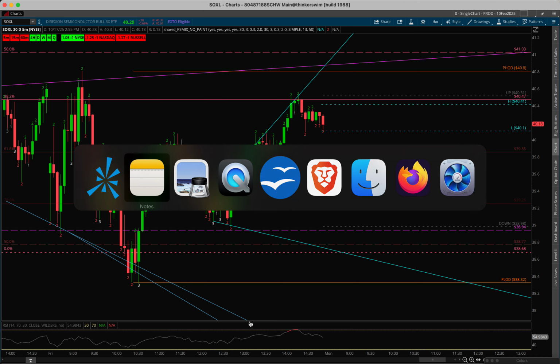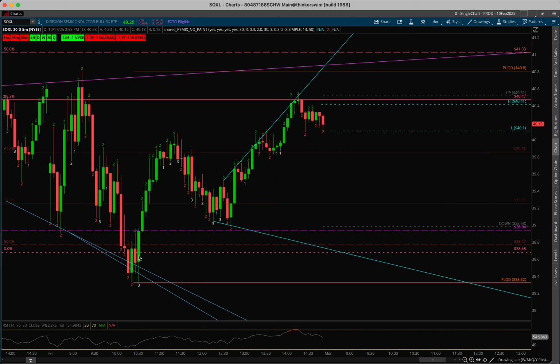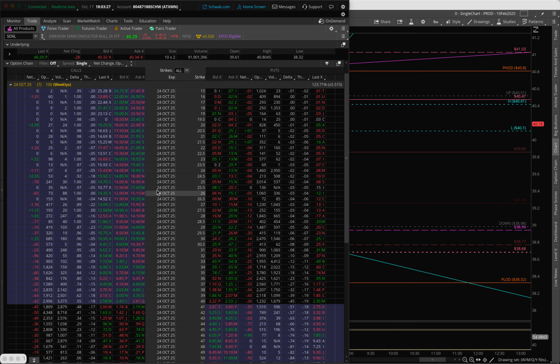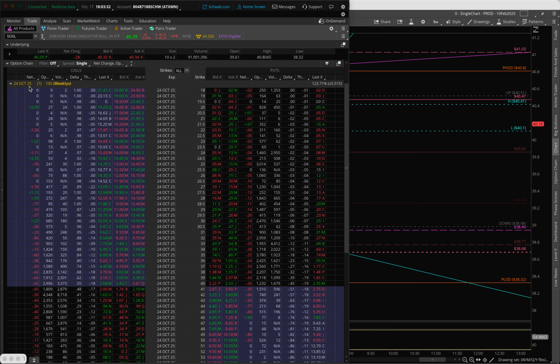Let's go ahead and look at the market maker's expected move for the week of October 24th. So let's go to the charts. There we go. To do this, I'm just looking at Thinkorswim, and I'm looking at the options chain for October 24th. And we can see over here on the right-hand side, there's a plus or minus 5.15. So basically this is the market maker's expected move. There's a 70% chance that there's going to be a plus or minus $5.52 move, we'll call it, to the upside or downside, or to both, making a total of about $11 move.